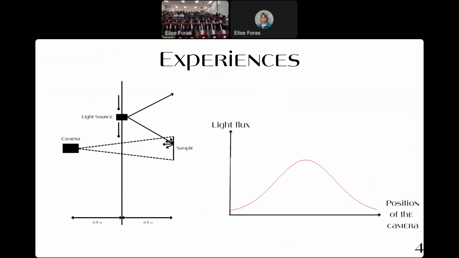So if the curve is very narrow, it means that the reflected light is coming from only one direction, so the surface is glossy. And if the curve is very broad, it means that the light is coming from all directions, and so the surface is matte.